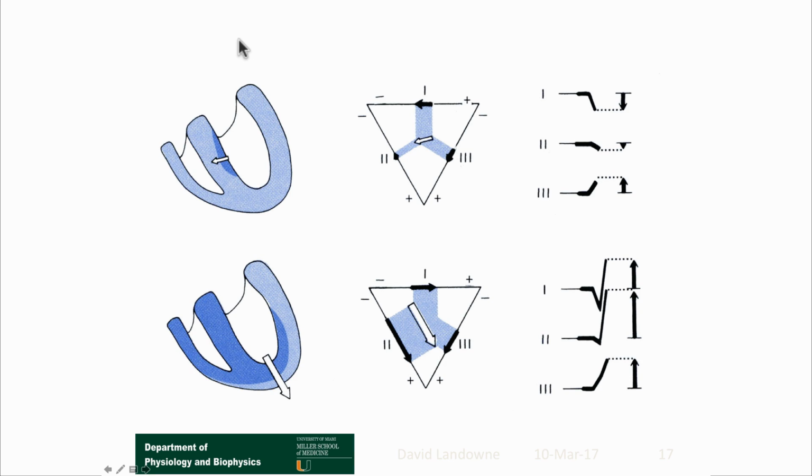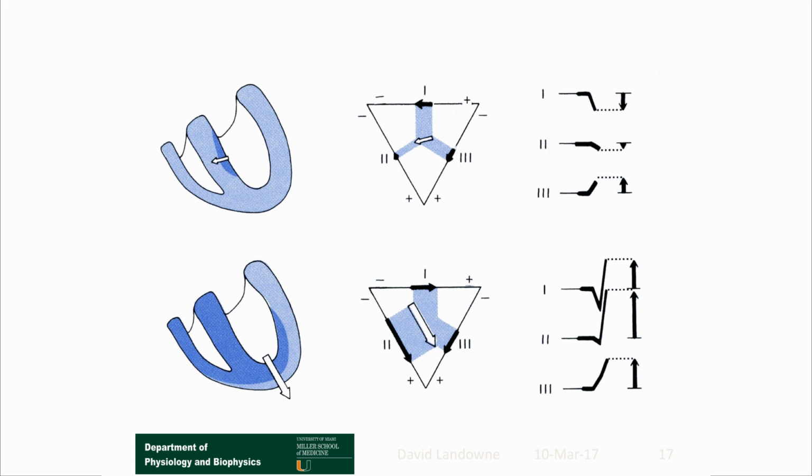Okay, so the next topic that we're going to cover is the pathways of depolarization in the ventricle and how they relate to the electrocardiogram. Now, before the 1950s, no one knew the pathway of depolarization in the heart, and therefore the theoretical basis for what we saw on the electrocardiogram was not known.